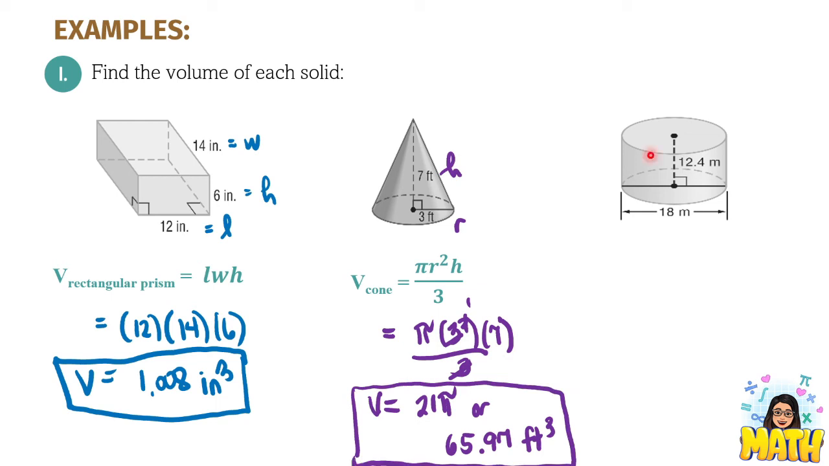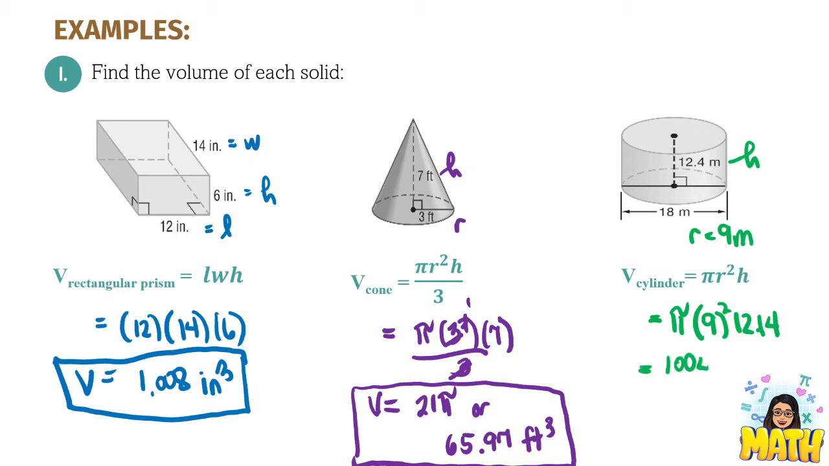For the cylinder, the formula is pi r squared h. In the figure, we can see that the base has a diameter 18 meters. We need to get first its radius, which is half of it, which is 9 meters. Using the formula, we can have pi times 9 squared times 12.14. This will give us 1004.4 pi or 3155.42 cubic meters. Okay?